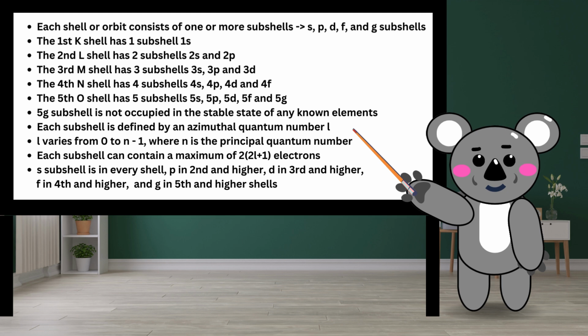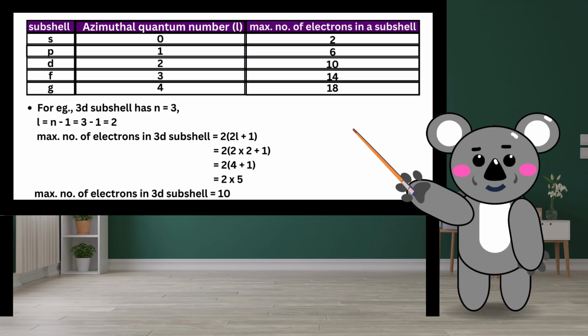Each subshell is defined by an azimuthal quantum number l. l varies from 0 to n-1, where n is the principal quantum number. Each subshell can contain a maximum of 2 multiplied by (2l plus 1) electrons. S subshell is in every shell, P in second and higher, D in third and higher, F in fourth and higher, and G in fifth and higher shells. The table shows the subshells S, P, D, F, G, their azimuthal quantum number l, 0, 1, 2, 3, 4, and maximum number of electrons in a subshell, 2, 6, 10, 14, 18.